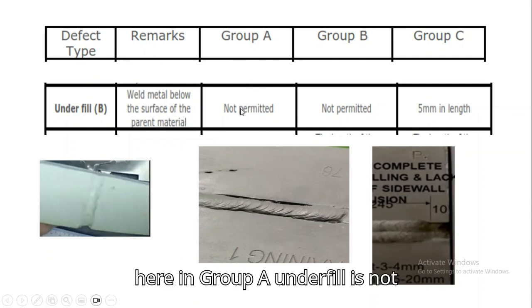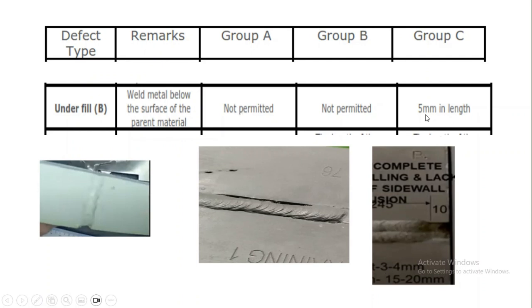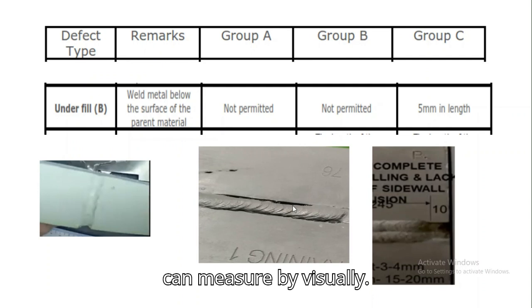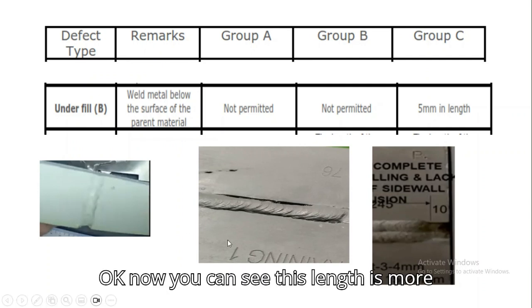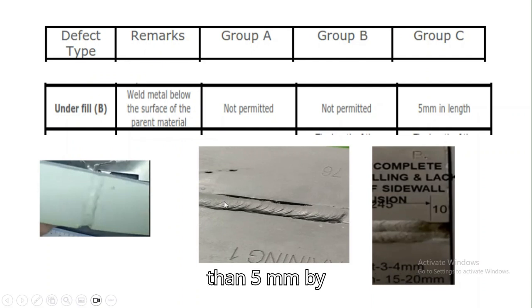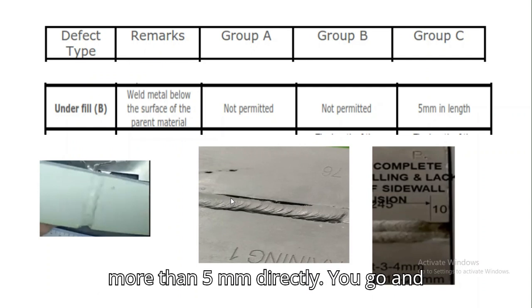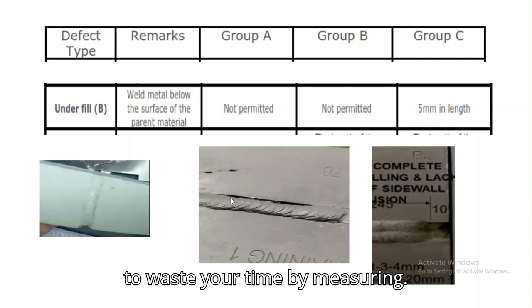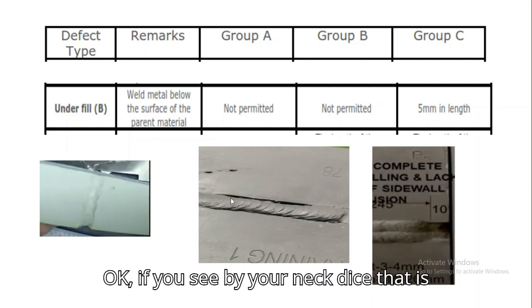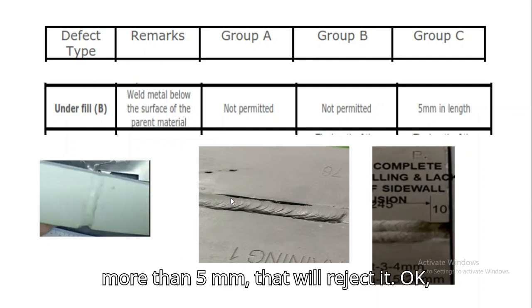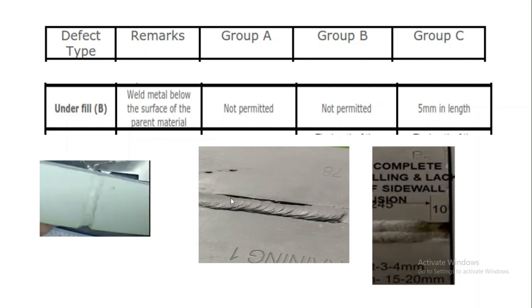Here in group A, underfill is not permitted. In group C, you have to measure the length. Okay. You can measure it visually also, if the length is more than 5 mm. No need to measure it directly, you can reject it. Now you can see this length is more than 5 mm. By visual inspection we can identify it's more than 5 mm directly. You can go and reject it. No need to waste your time by measuring. If you see by your naked eyes that it is more than 5 mm, directly reject it. Okay, I think you understood.